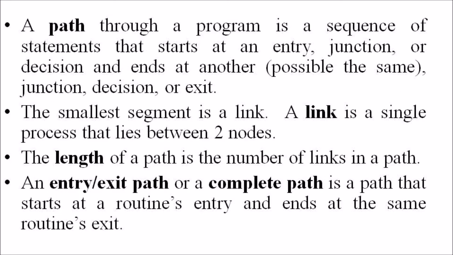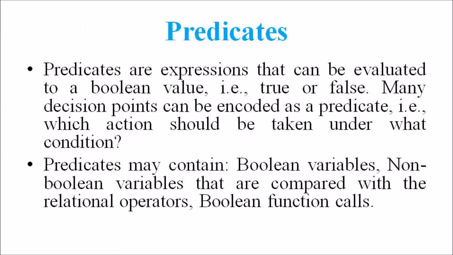So my dear students, in this lecture we discussed what is a predicate, what is a path, what is a link, and what is the length of a path. We can say that predicates are expressions that can be evaluated to a Boolean value, that is true or false value. Many decision points can be encoded as a predicate, that is, which action should be taken under what conditions. In programming languages, the most common predicates are conditional statements, such as the if-else statement or multi-way statements like switch case statements.